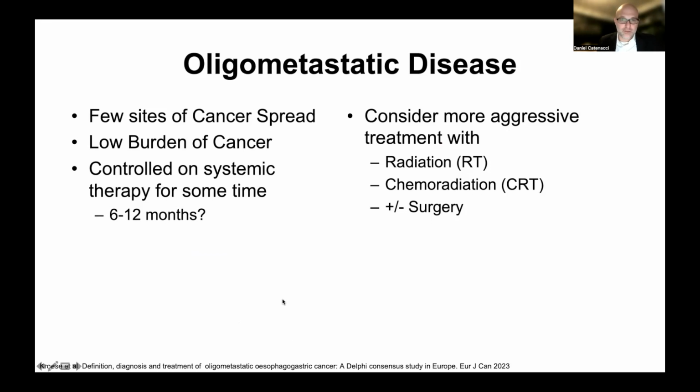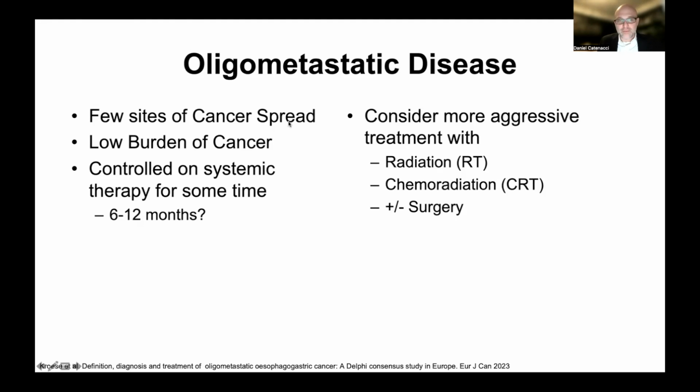In general, just suffice it to say that it is low burden of disease, one organ that it's spread to, only one or a few sites. And it also has to be controlled on therapy for some time. In other words, at the initial diagnosis, it may look like oligometastatic disease, but at the next scan, it could be that there are 10 more sites that became more apparent. And so being on therapy for a period of time and still having oligometastatic disease is a criterion.